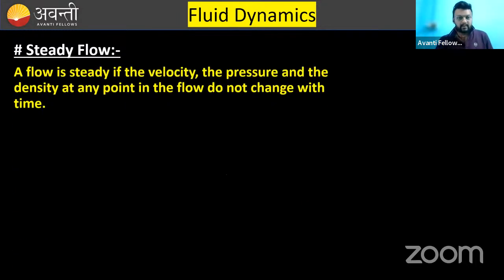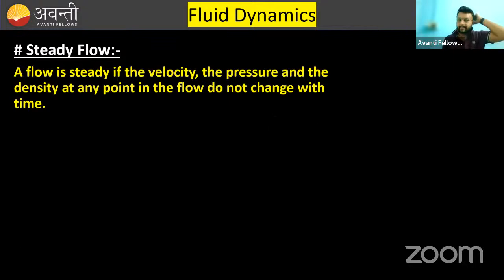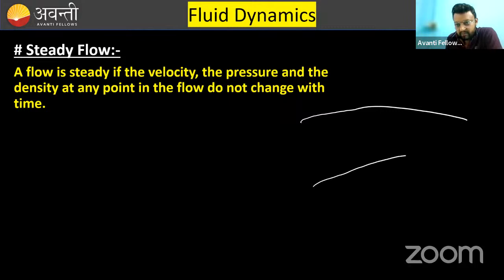Just listen to me. A simple definition is on your screen. I will change the color of the pen. Suppose this is a pipe, whatever may be the cross section of the pipe. You know the pipe from which liquid flows actually. This is a tube or this is a pipe, a region from which liquid is flowing.